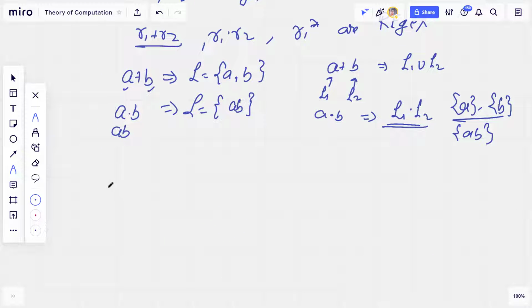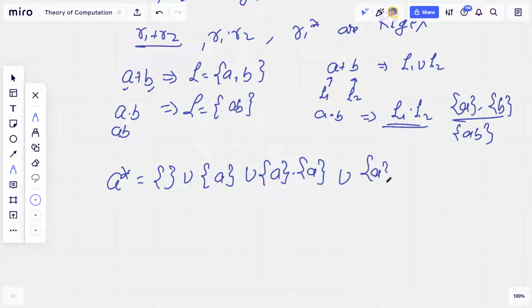And one more thing I forgot to mention: A star. So what is A star? It's actually the empty language union A, union A 2 times, or A dot A, union, and so on and so forth. So basically in place of the star you can put anything: 0, 1, 2, and so on. So that's what it is.